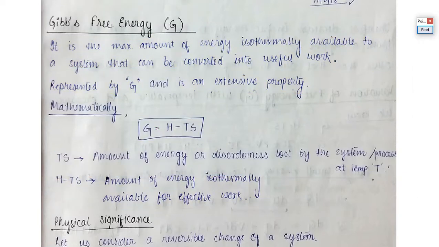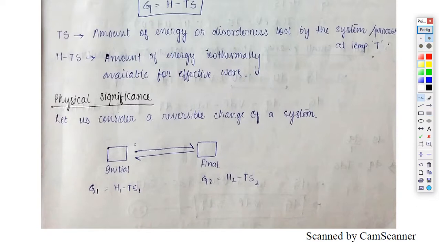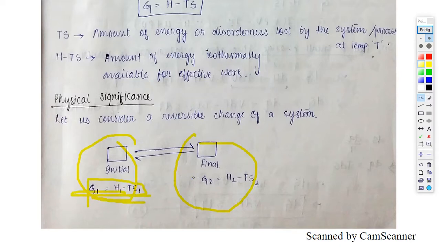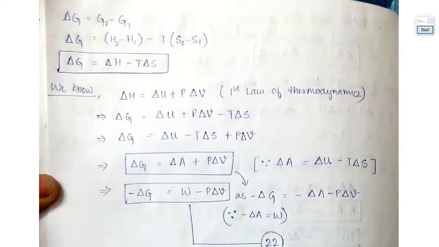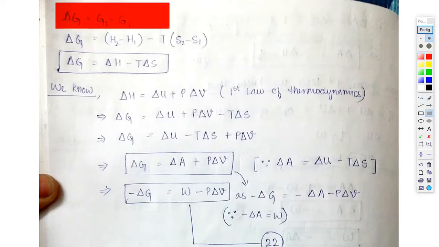Let's discuss some physical significance. That means two conditions: one is the initial condition and the other is the final condition. This is one formula for G in the initial condition, and this is another important formula for G in the final condition. So if you subtract, delta G equals G2 minus G1.